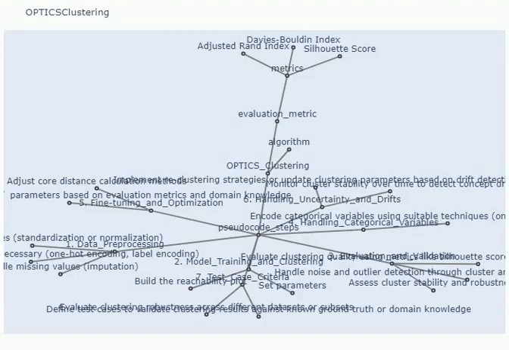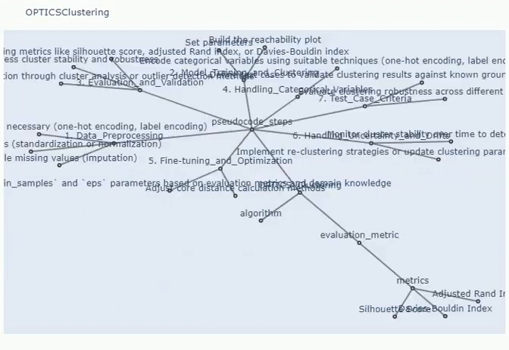Steps. Optimize min_samples and epsilon parameters based on evaluation metrics and domain knowledge. Details. Experiment with different values of min_samples and epsilon to find the optimal clustering structure. Adjust core distance calculation methods. Details: modify core distance calculation methods to improve the separation of clusters and noise points.